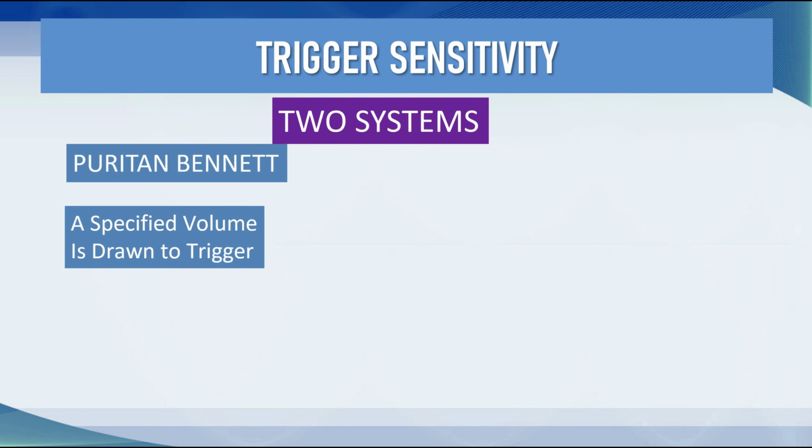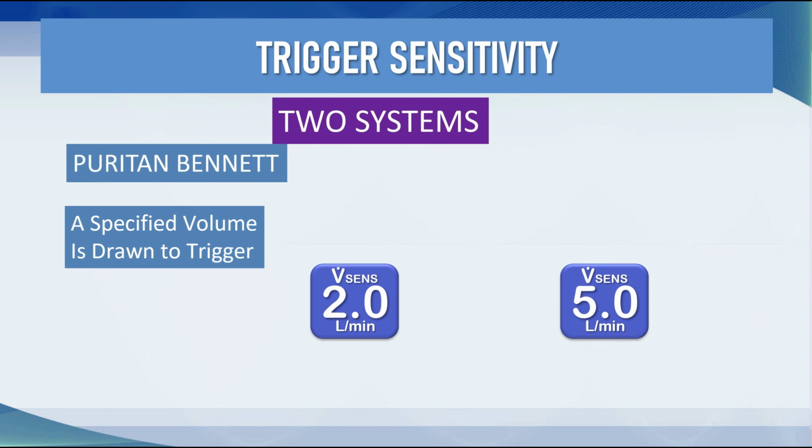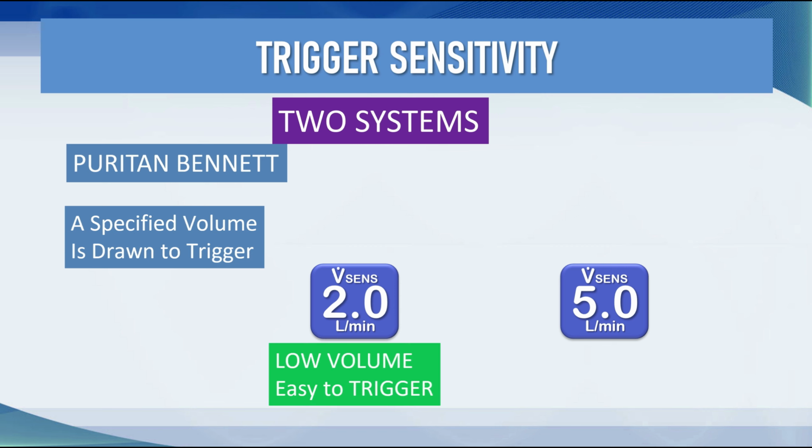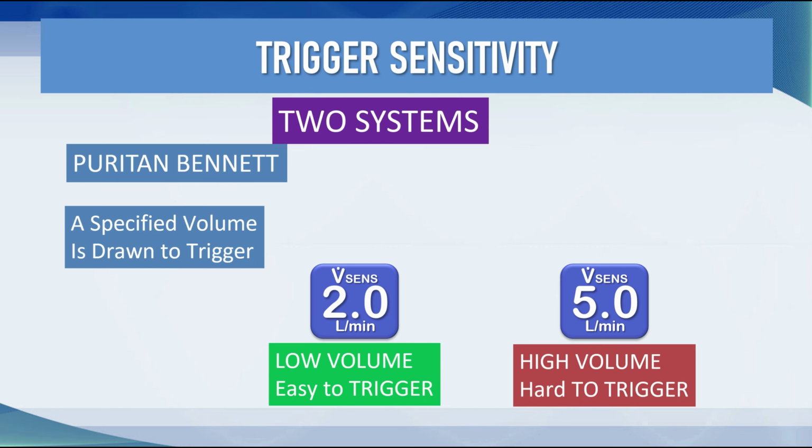So in the Puritan-Bennett system, a low flow of 2 liters per minute and a high flow of 5 liters per minute have very, very different effects. With the low volume that you need to take from the low flow, it's much easier to trigger. So that's adding 2 above the 1.5. Whereas the high volume associated with the high flow makes it hard to trigger. That is 5 liters above the 1.5.